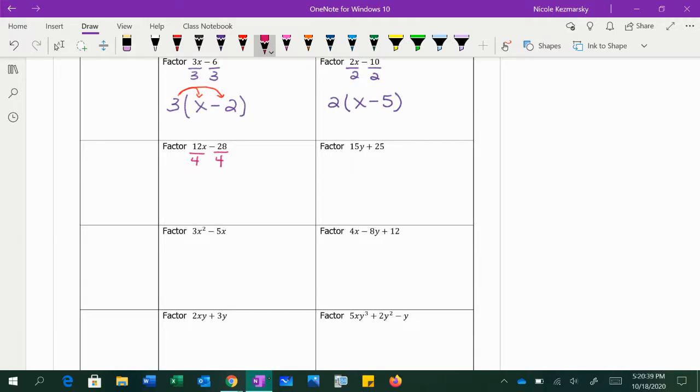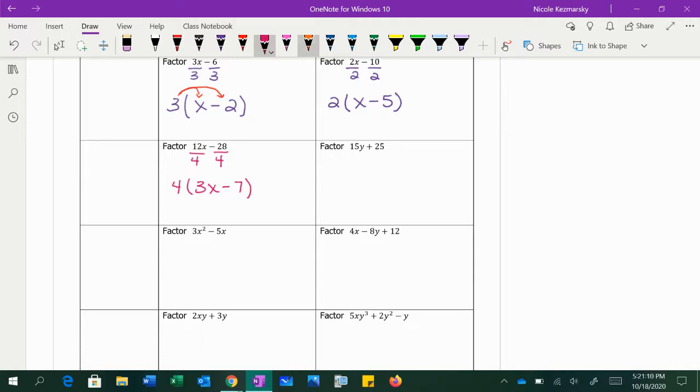And so I'm going to go ahead and take out that 4. 12 divided by 4 is 3. So we're going to have 3x minus, and then 28 divided by 4 is 7. If you're not sure what to factor out, you could always start with 2. So divide both numbers by 2, and then see if there's a bigger number. So divide both numbers by 3 and see if you get something. Divide both numbers by 4 and see if you get something.